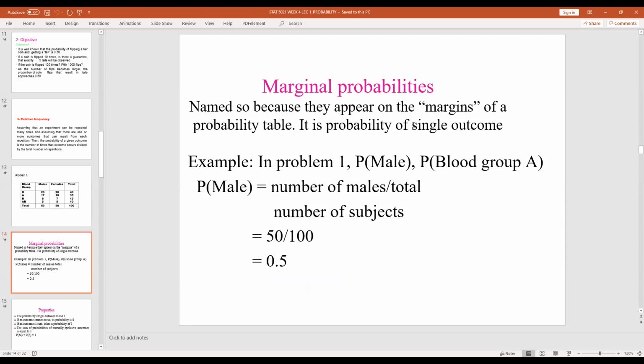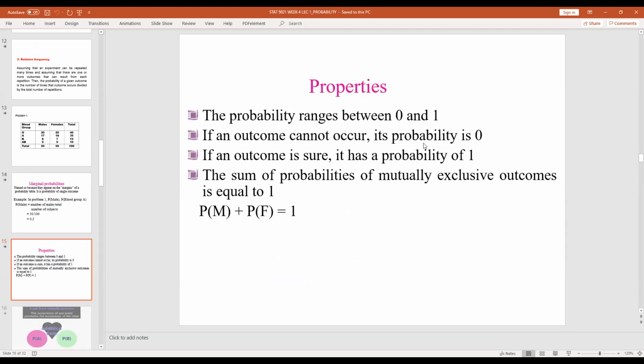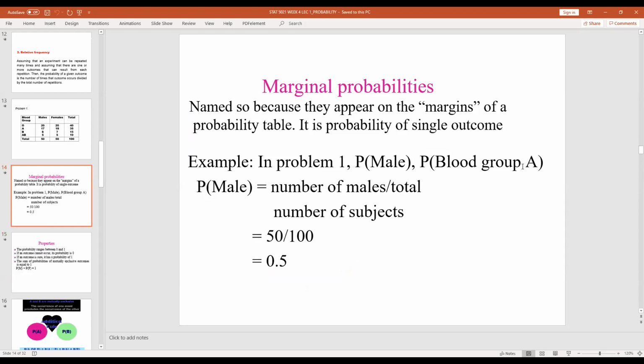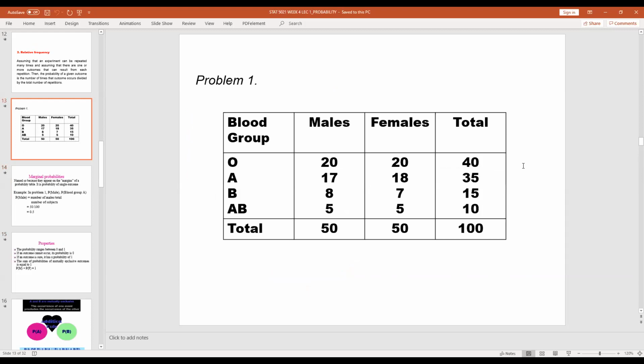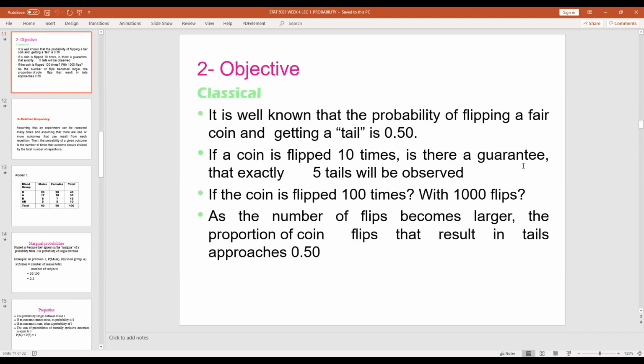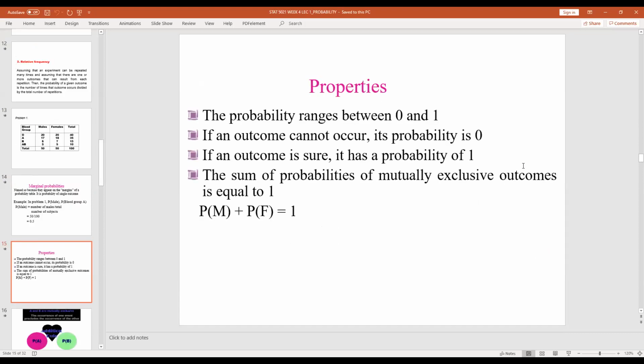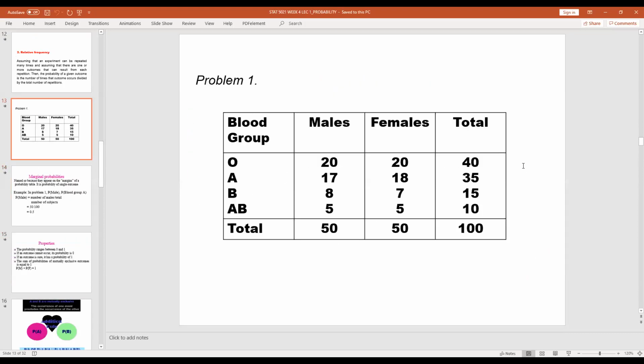Now the next thing I want to talk about: you can determine the probability of blood group A. If you want to determine the probability of blood group A, you're going to look at what is the totality of the respondents that have blood group A. If you take a look, you're going to see that there are 35 of them. Look at that. So 35 of the respondents belong to blood group A.